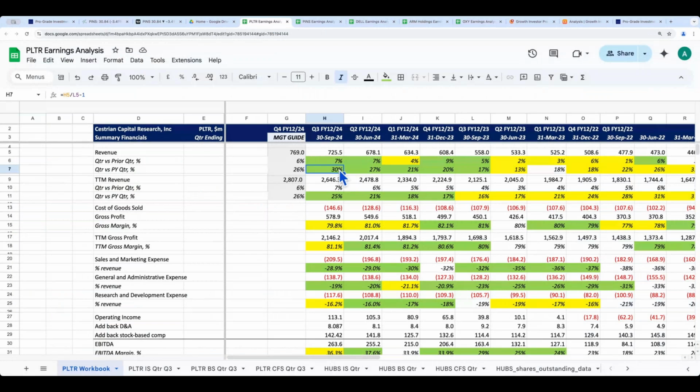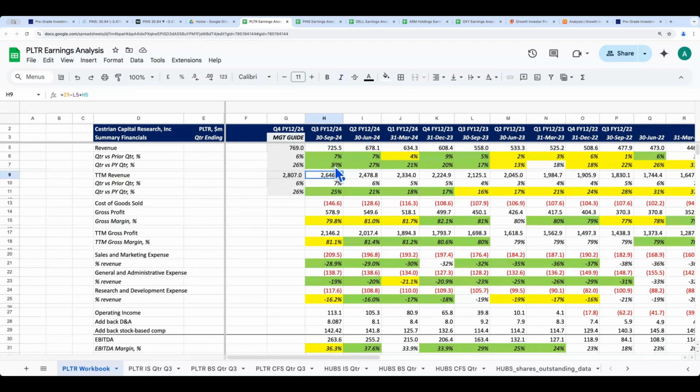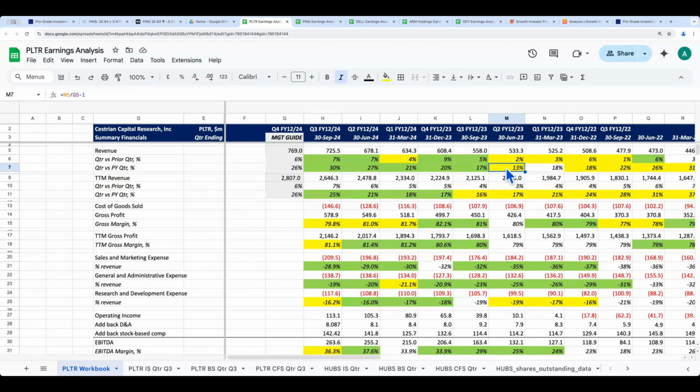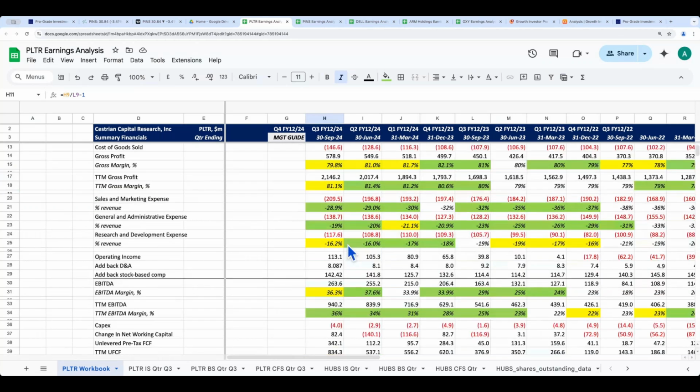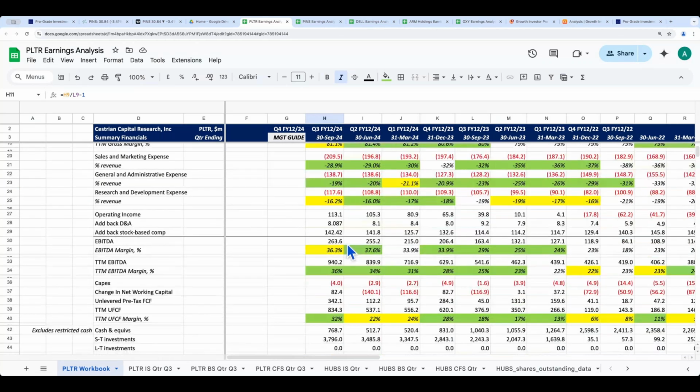So it's getting to be a sizable business now. $2.6 billion of trailing 12-month revenue, growing this quarter 30%, and that's accelerated every single quarter since June 23. That's great. TTM growth 25 points now. Gross margins good, very good actually, and 36% trailing EBITDA margins and 32% trailing cash flow margins.